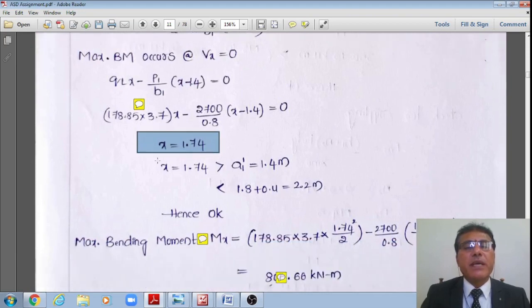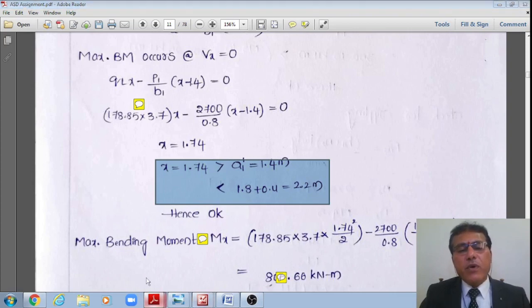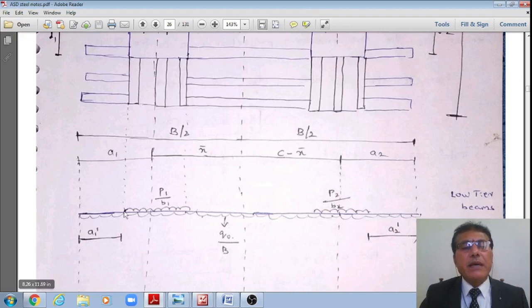equal to 1.74 meters. However, let me check, is it just greater than the net cantilever projection A1 prime? Yes, net cantilever projection is 1.8 minus the width of the base plate 0.8 divided by 2, therefore 1.8 minus 0.4, which is A1 prime, 1.4. It is just greater than A1 prime. That section must start from this lower bound, which is 1.4 meter.